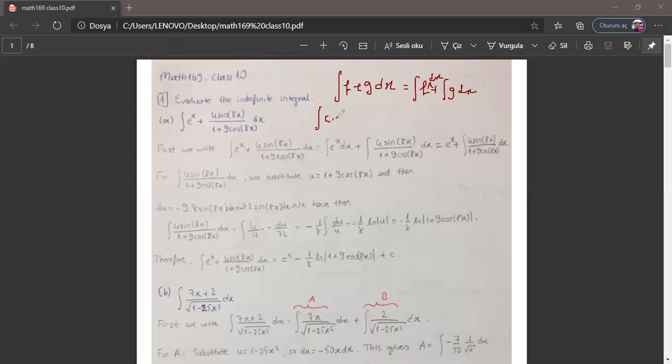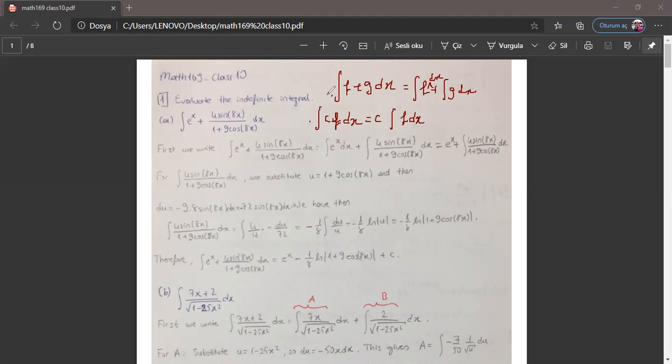And if we have some constant, c is constant, and this is the function f, dx, this can be written in this form. We always use this. We used this in the previous class. You know that. Okay, so that's all. You need to know these ones.